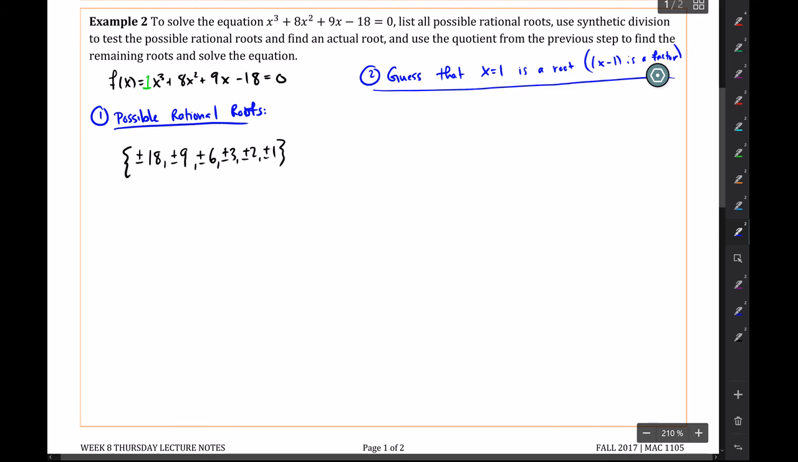Okay, so to do this, we're going to do synthetic division. So let me write down, I have an x cubed, an x squared, an x1, an x0. So I've written down my placeholders. And I'm checking to see if 1 is a root. Oops, I didn't write down my coefficients actually. Let me write down the coefficients. My coefficients are 1, 8, 9, and negative 18.